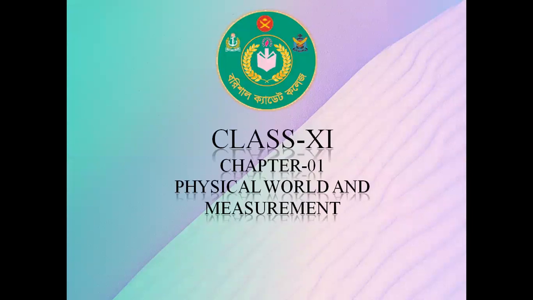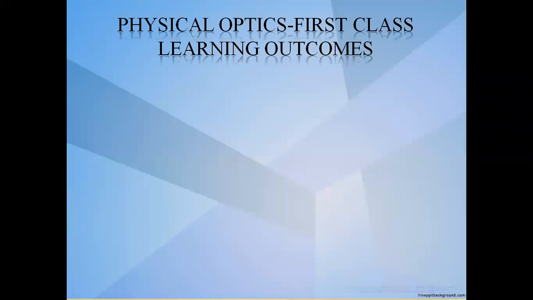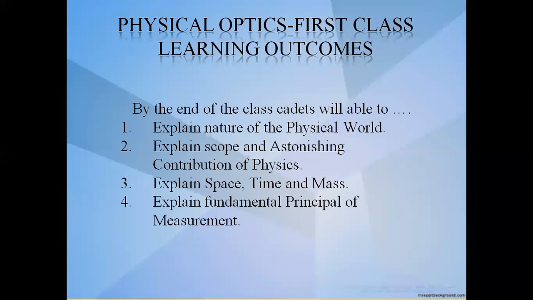Today I will discuss chapter number 1, that is, physical world and measurement. By the end of today's class, kids, you will be able to: number 1, explain the nature of the physical world. Number 2, explain the scope and astonishing contribution of physics. Number 3, explain space, time, and mass. And last, explain the fundamental principles of measurement.